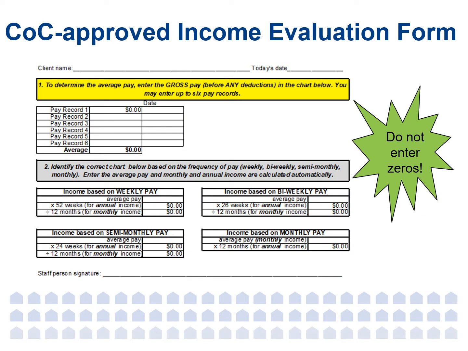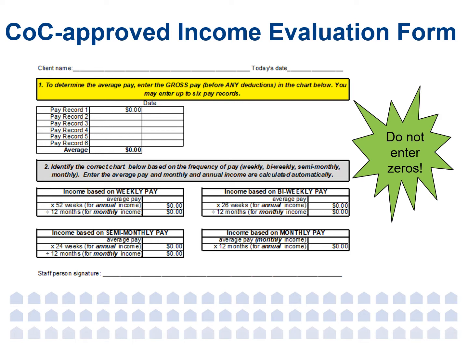When a participant has pay records from a single income source, you enter the gross pay for each pay record at the top, and the worksheet will automatically average them. Do not enter zeros into empty cells. The formula counts cells with entries, so entering a zero will result in an incorrect average.